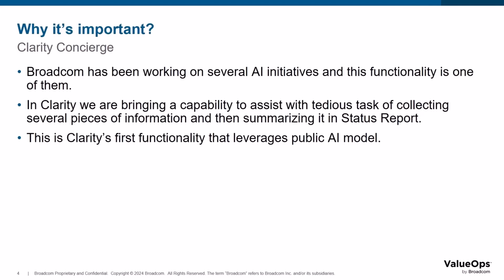The status report is a very common and frequent activity that the end users have to perform, and in order to do that, they have to gather a lot of information. What we are going to do with this AI is take that information, collect it automatically, and then generate a summary for the end user based on it. Clarity is the first functionality that will leverage a public AI model.